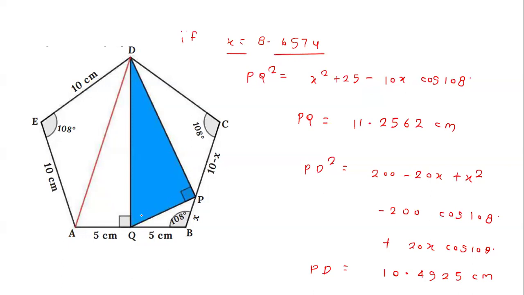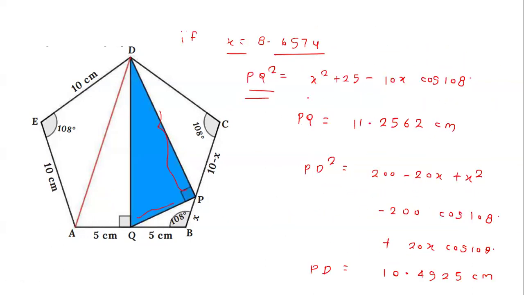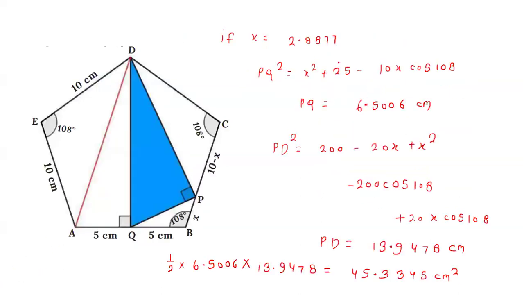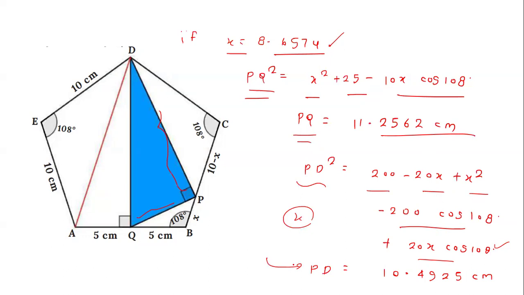for the area of the triangle we need this PQ side and PD side. So we know the PQ square we calculated previously as x square plus 25 minus 10x cos 108. So now we know the x value, so we can put that x value here, like you can put the x value as 8.6574, and after simplifying you can get the PQ value as this. And we also know the PD square value as 200 minus 20x plus x square minus 200 cos 108 plus 20x cos 108. So now you know the value of x, you know the value of cos 108, you can put and solve. So PD value will come like 10.4925.